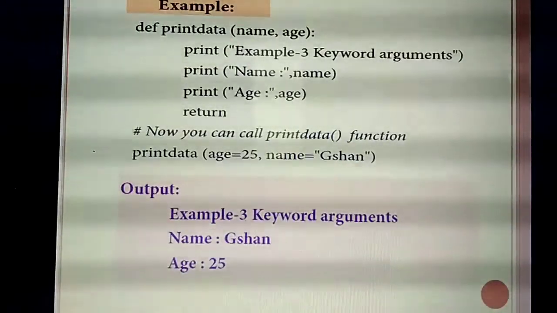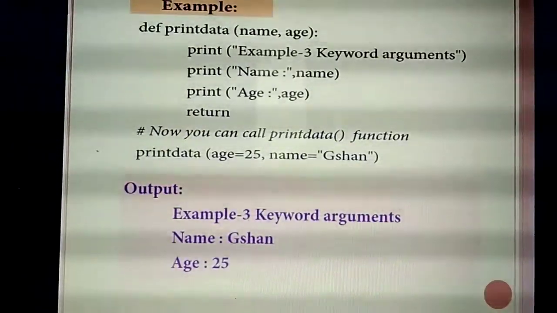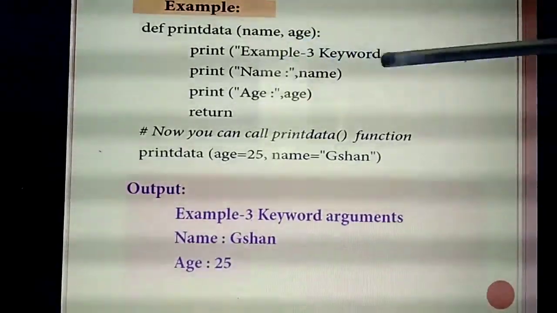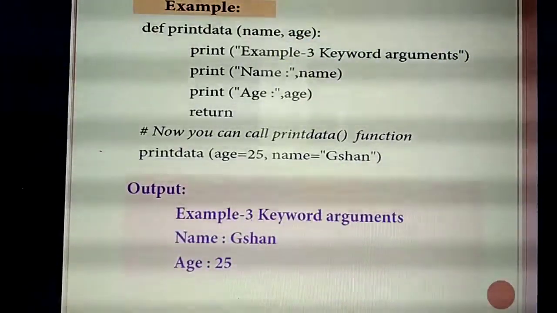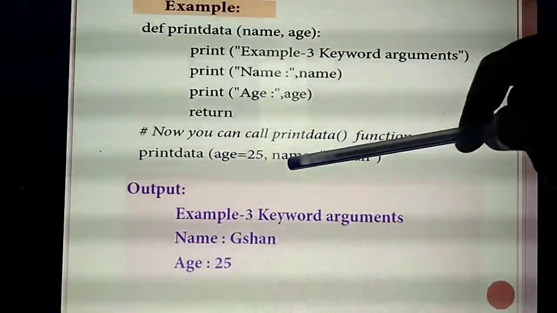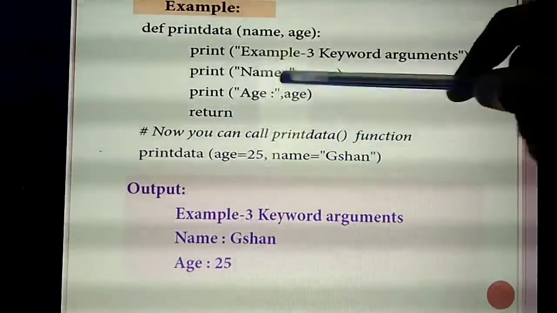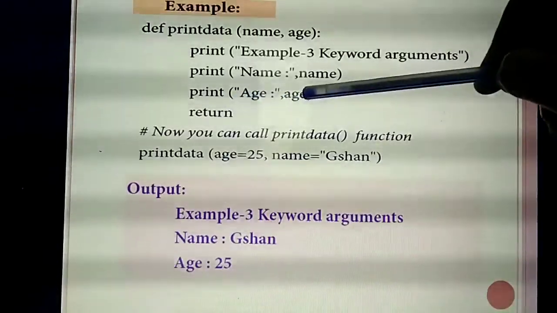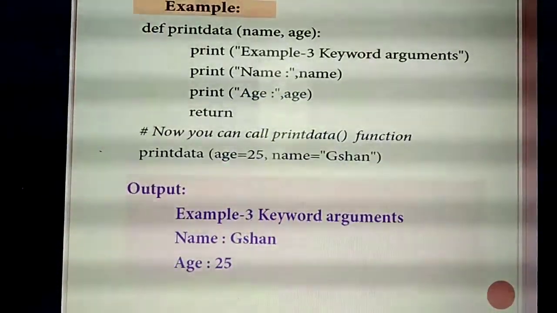So now you run the program. What output will you get? First it prints Example third keyword arguments 3. Then the second line prints name. In the place of name, what value are you assigning? Jishan. Then the third line, age. In the place of age, what value are you giving? 25.